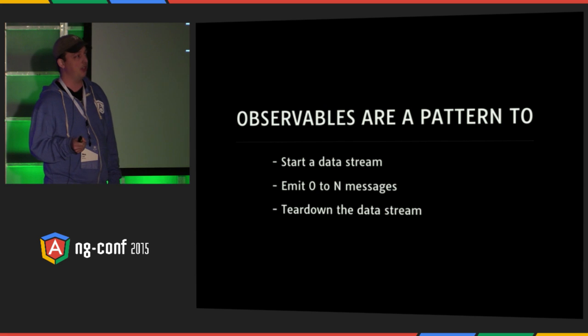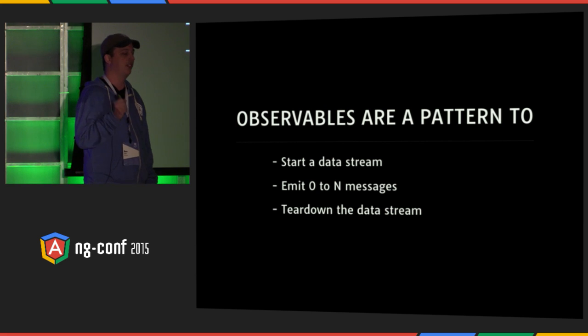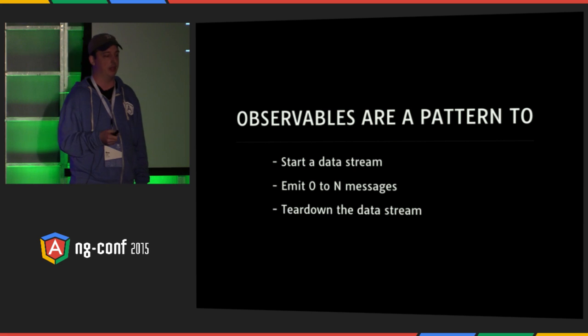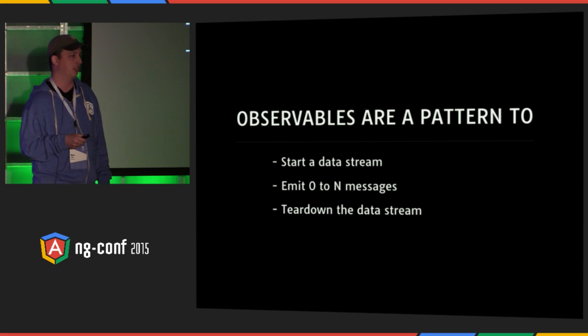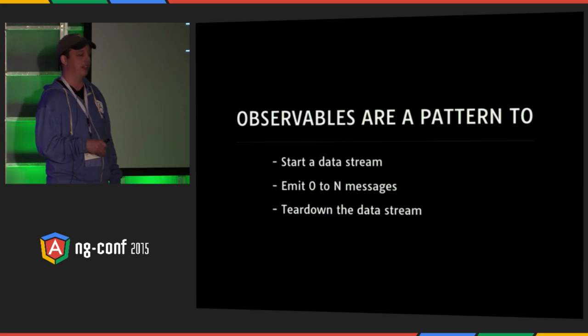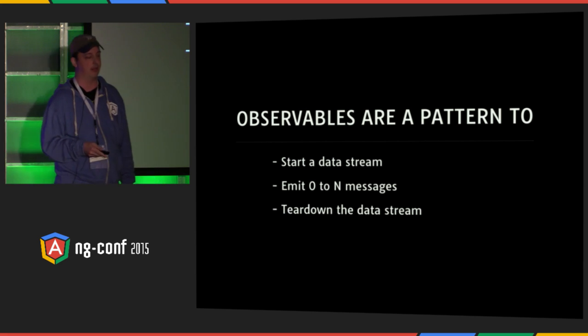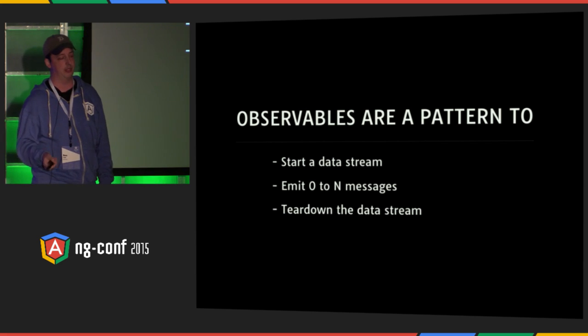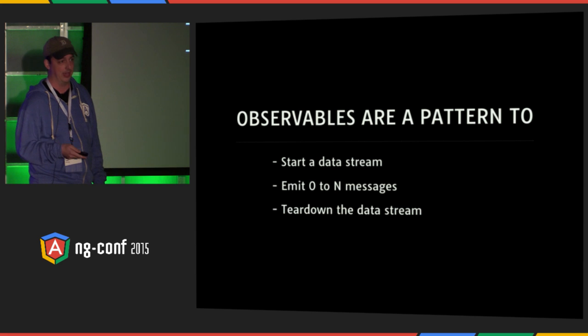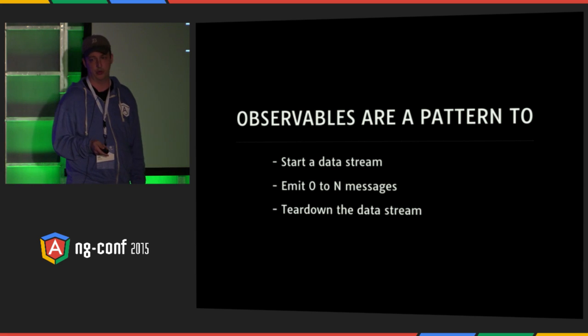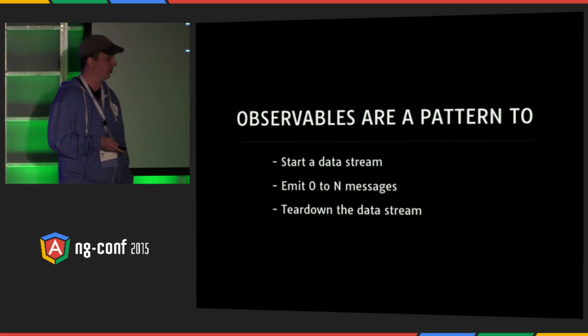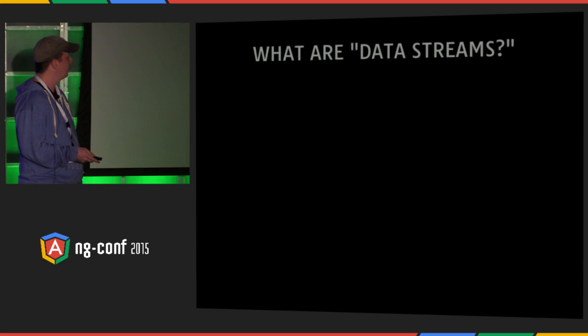Observables are also a pattern to start a data stream, emit zero to infinite values, and then tear down that data stream. So they're actually lazy. They don't start the data stream until you forEach over them or subscribe to them. And then when you dispose of that subscription, it'll tear it down. So things like tearing down event listeners or tearing down a WebSocket connection, or setting it up.